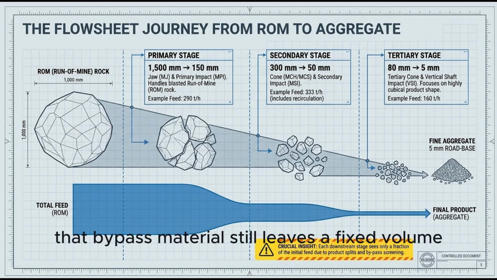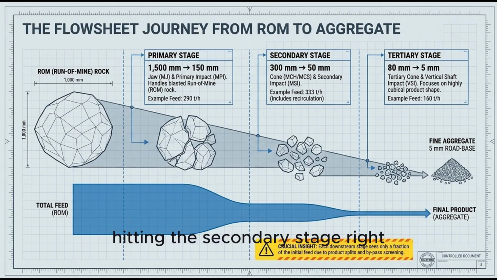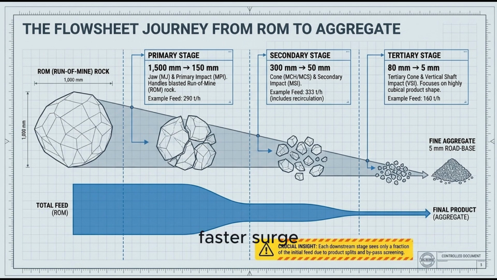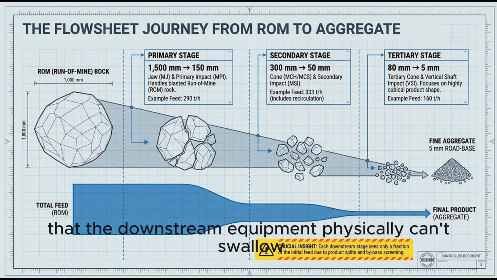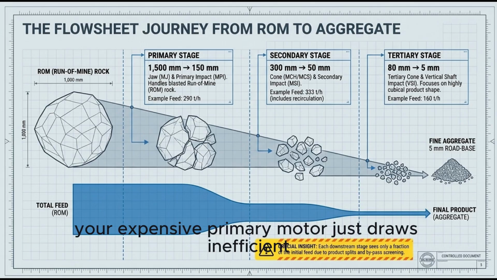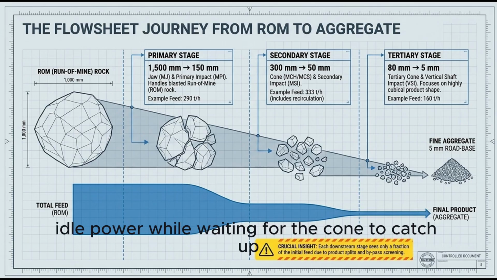That bypass material still leaves a fixed volume hitting the secondary stage. Right. So an oversized primary jaw just creates this larger, faster surge that the downstream equipment physically can't swallow. I see. Your expensive primary motor just draws inefficient idle power while waiting for the cone to catch up.